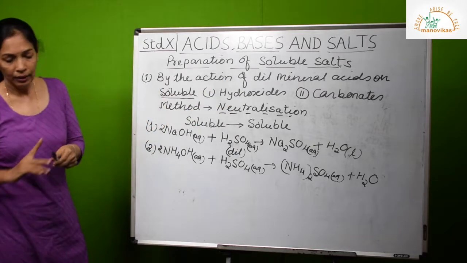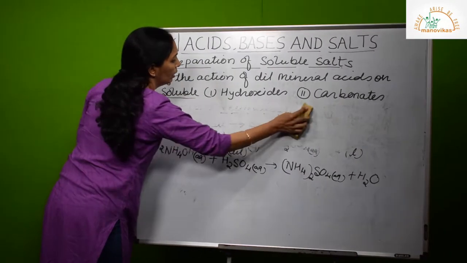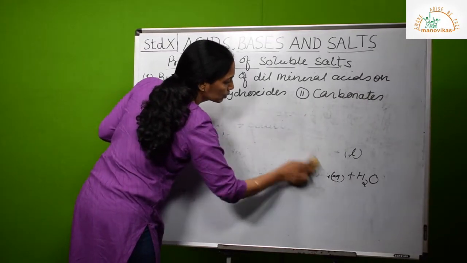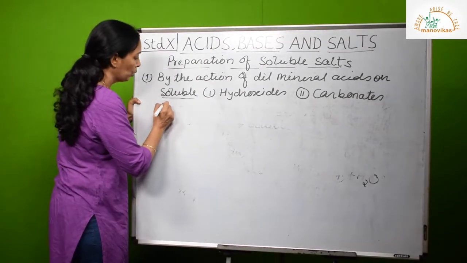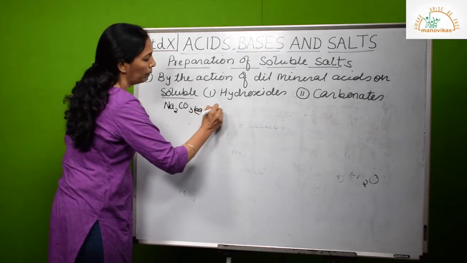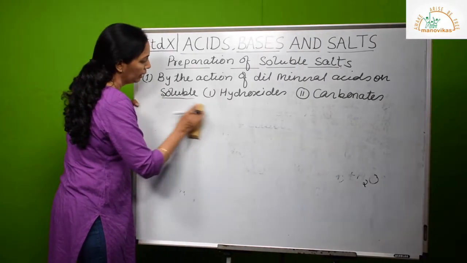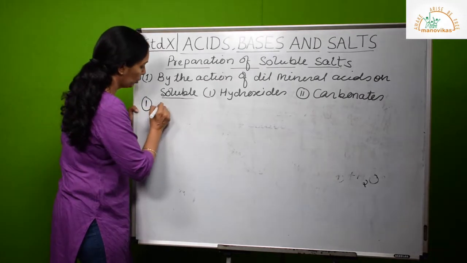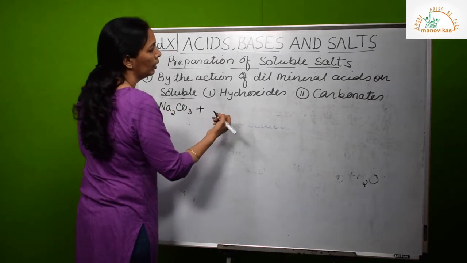Now let us take carbonates, soluble carbonates, and treat them with dilute mineral acid. So the same method, metal carbonates are also basic in nature. So that will also be a neutralization reaction. Okay. So Na2CO3 aqueous plus dilute mineral acid. Any dilute mineral acid we will keep on writing. First one, we are starting with H2SO4. So Na2CO3 we are treating with dilute mineral acid.